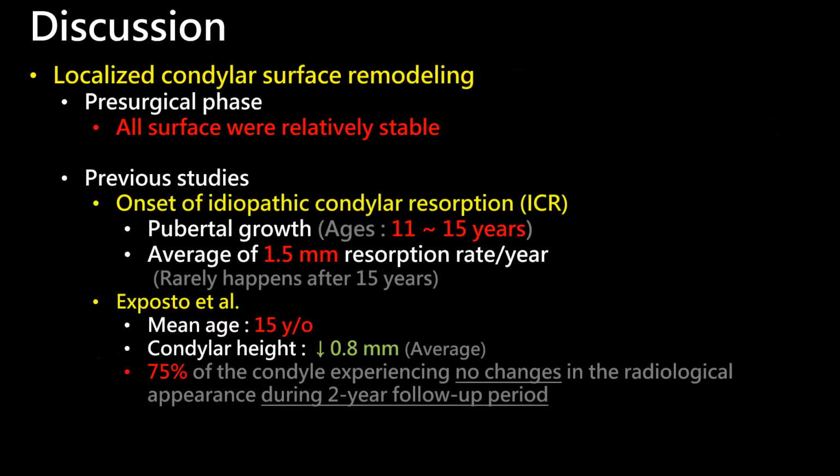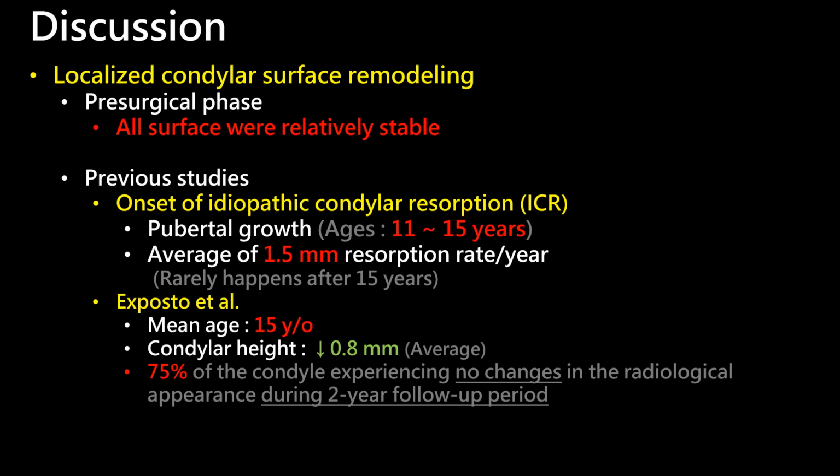And when we see the localized condyle surface remodeling, the pre-surgical phases and after orthodontic treatment, all surfaces were relatively stable. The previous study also showed the onset of idiopathic condyle resorption mainly occurs at the tubercle growth age between 11 and 15 years old, with an average resorption rate of 1.5 millimeters per year. And the exposure has shown the mean age.